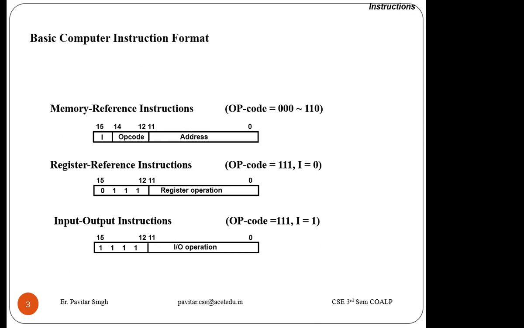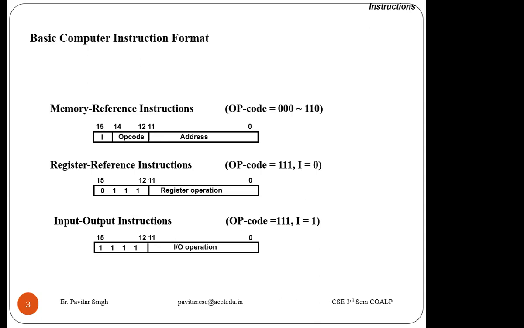Whereas the OP code value will be fixed. It will be 7, because of this 111, right? And this I is equals to 0. And in case of input output reference instruction, the operation code's value is 111, and this is your input output operations, IO operation.